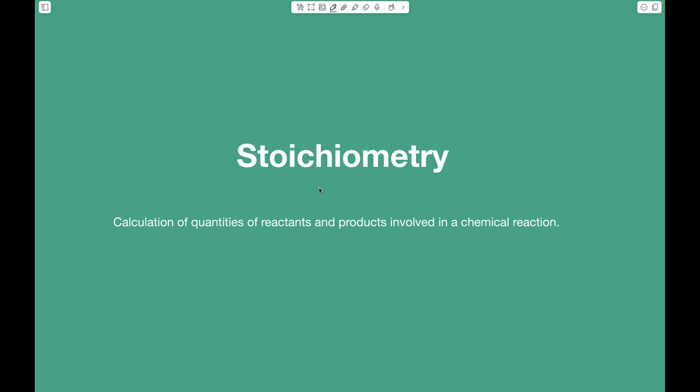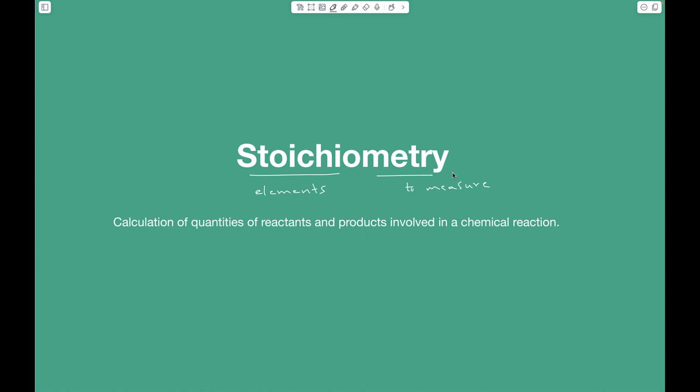What is stoichiometry? This word is derived from two Greek words, stoichion and metry. Stoichion means elements and metry means to measure. So stoichiometry literally means to measure what? The amounts or quantities of elements. That is the literal meaning of stoichiometry.